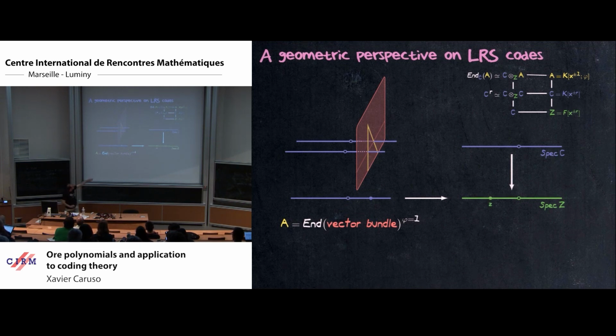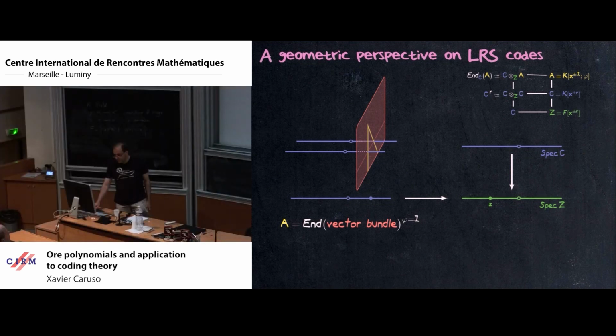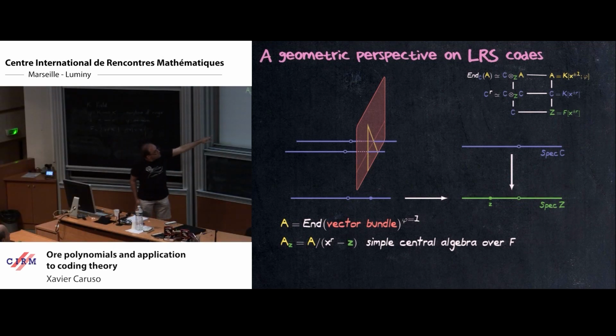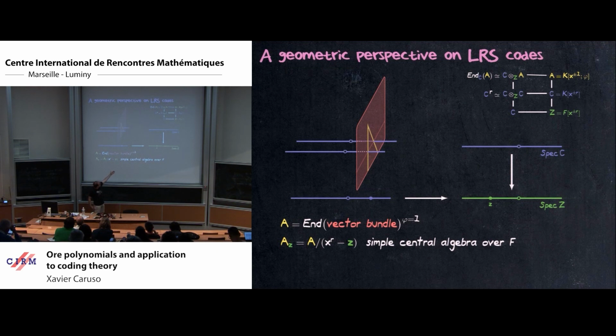And if I have some point Z on spec Z, I can try to figure out what is the fiber of A over Z, which is by definition this quotient. And by the general theory of Azumaya algebra, you know that it's a simple central algebra over Z. The point is that this vector bundle does not descend to C. And so it's a simple central algebra, which is in general not an endomorphism algebra, just a simple central algebra. But for instance, if you are working over a finite field, all simple central algebras are matrix algebras.